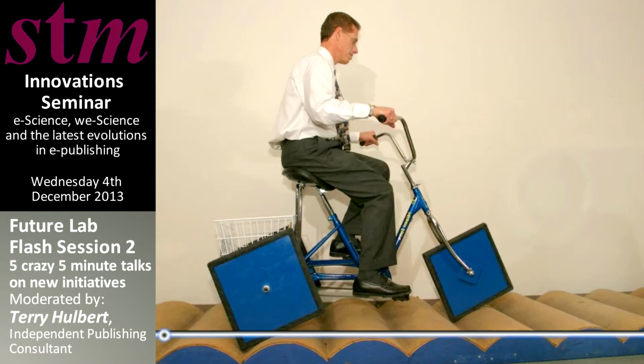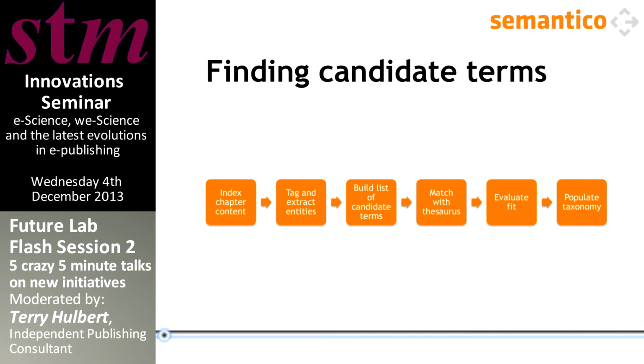One thing I want to say is we didn't want to reinvent the wheel here. We wanted to reuse as much as possible. We wanted to stand on the shoulders of giants. We ended up reusing some of the terms and structure from the IET thesaurus as building blocks. And in order to get those candidate terms into the thesaurus, we indexed the content. We tagged and extracted entities from that. We built a list of candidate terms which we then matched against the thesaurus to evaluate which ones we wanted to populate the taxonomy initially.